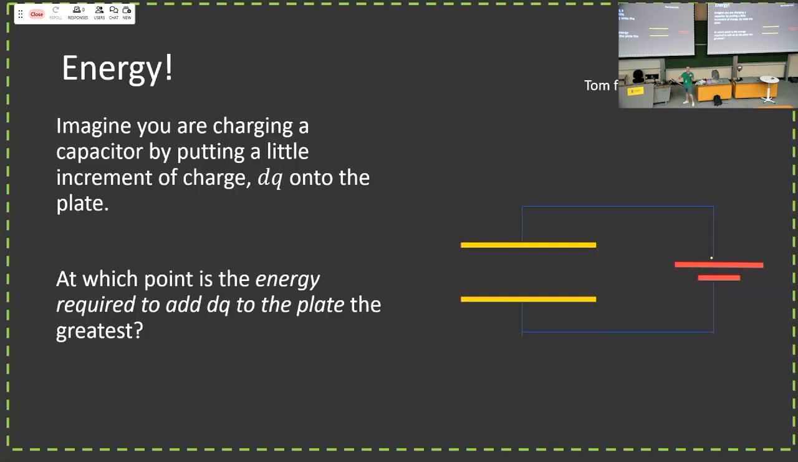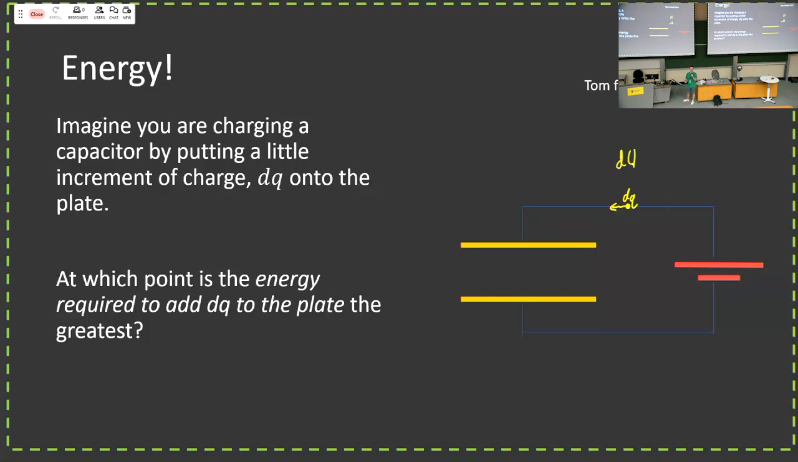And in the transient form of this capacitor, like when you just plug it in, or when it's plugged in a little, or when it's about to be finished, there's an element of charge dq that the battery is trying to put on the plates. And the question I want to ask you is, at which point, right, during the charging cycle, is the energy required to move that charge, let's call it du, the greatest?